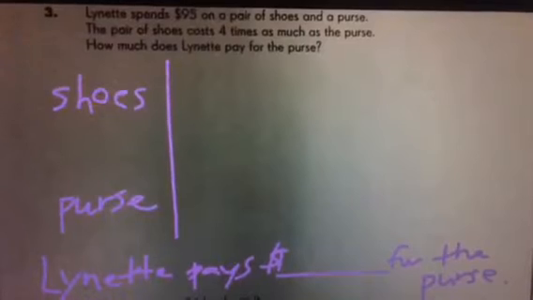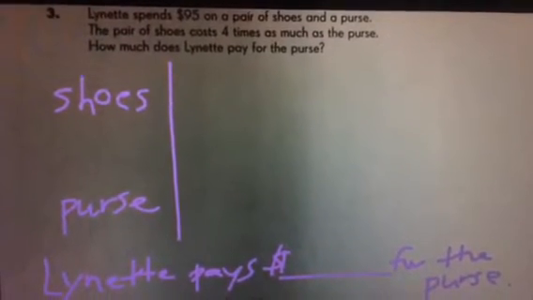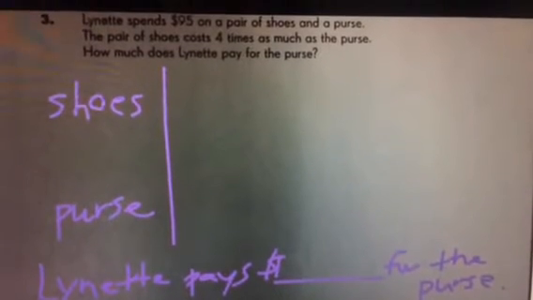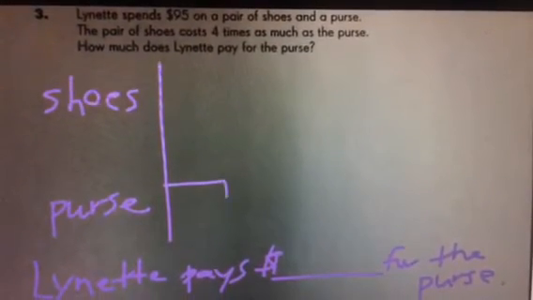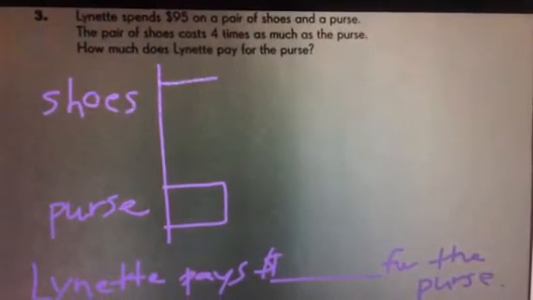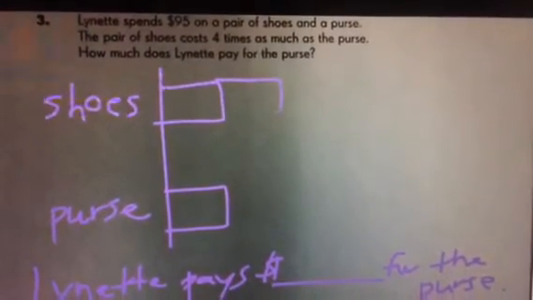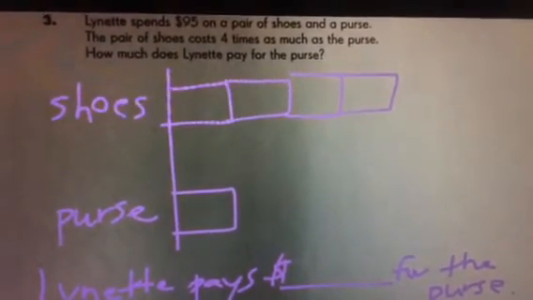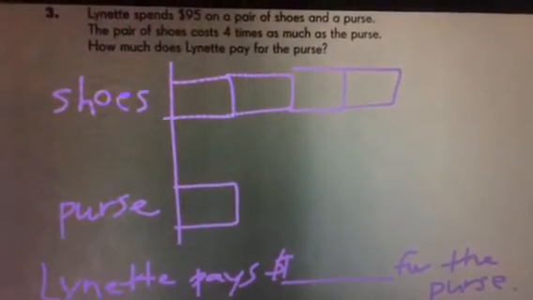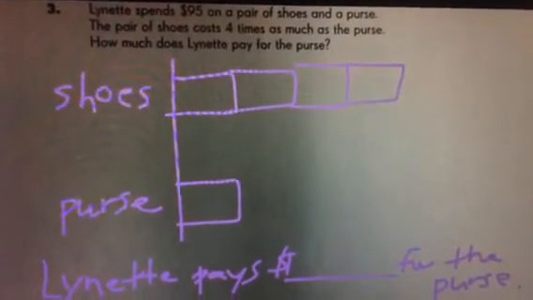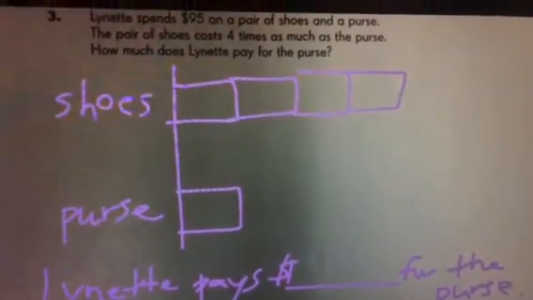Let's go ahead and read carefully. The pair of shoes costs 4 times as much as the purse. So we don't know how much the purse was. All we know is that the shoes cost 4 times as much. Some of you in class got this mixed up and you just drew 1 unit for the shoes and 4 for the purse.